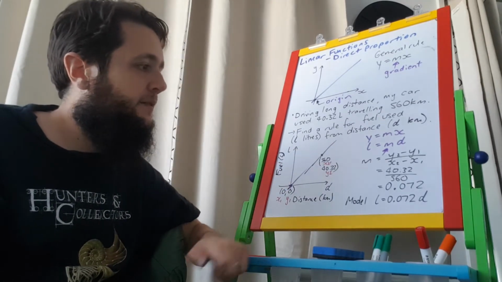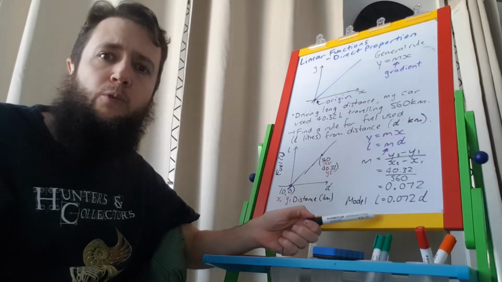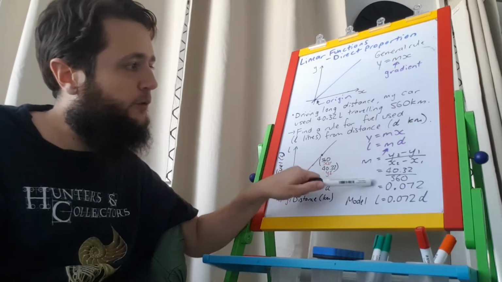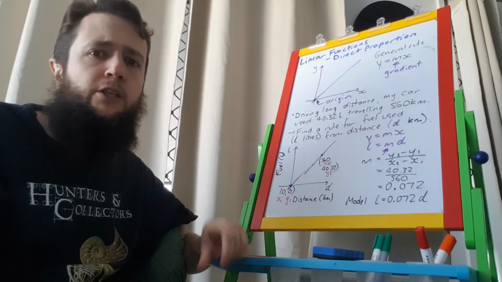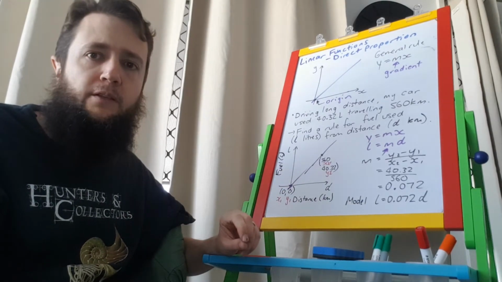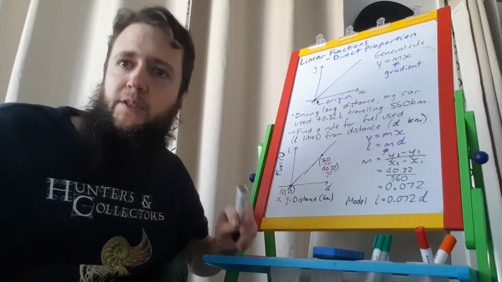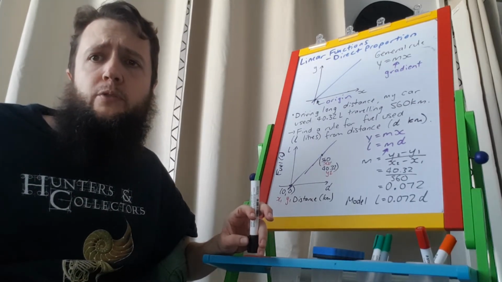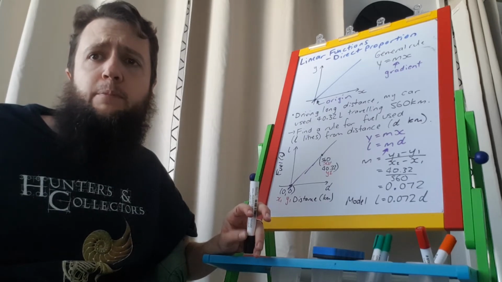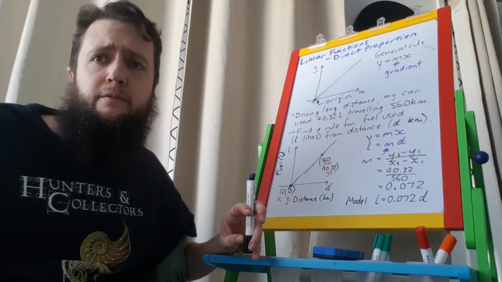At the end, make sure to actually state what your model is. A lot of people will do this wonderful work and find out the gradient, but in the end, it's the model you want. You want the model linking the distance to the fuel usage. Now, what we're going to do is a couple of examples using the rule we've just created.